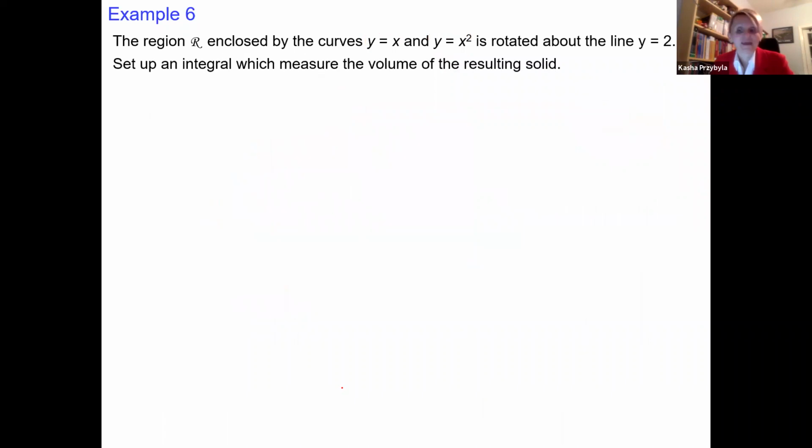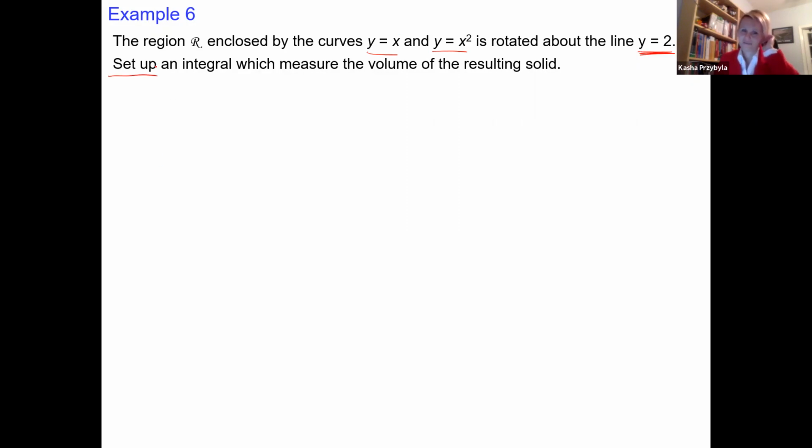The region enclosed by, again, x and x squared. That's what we just did. But now this region is rotated about the line y equals 2. Set up the integral which measures the volume of the resulting solid. Set up means that we don't have to calculate, we don't have to evaluate, right?